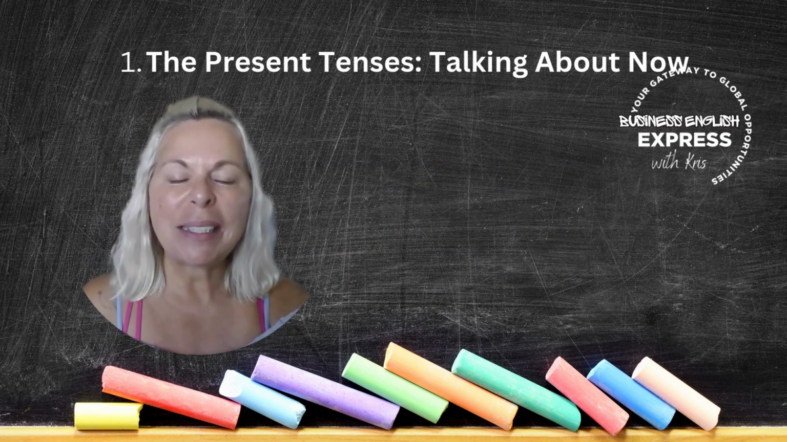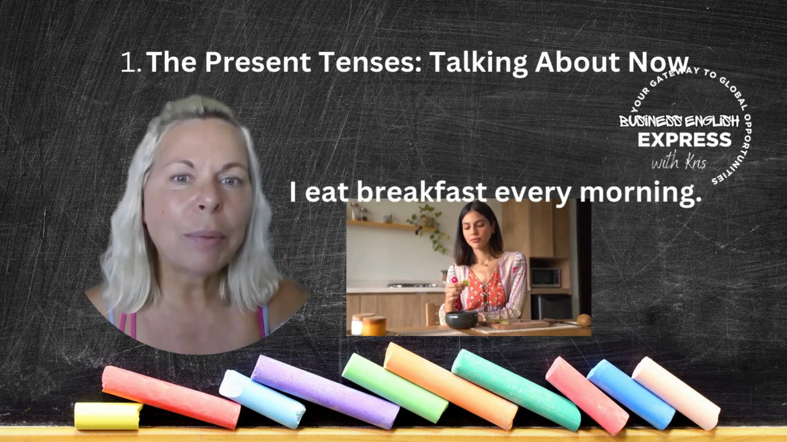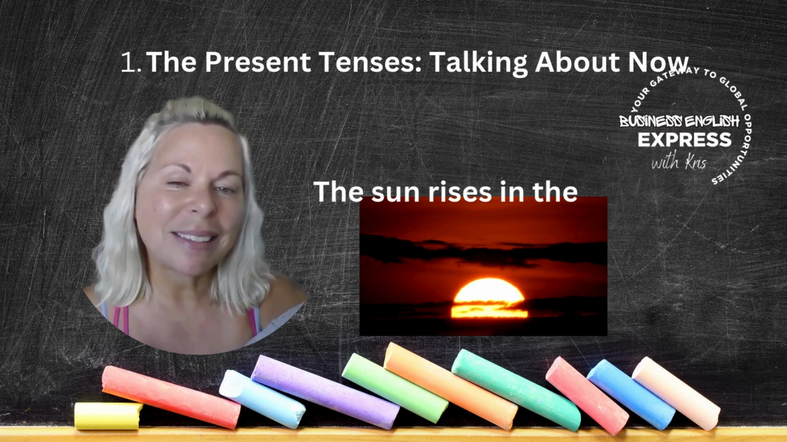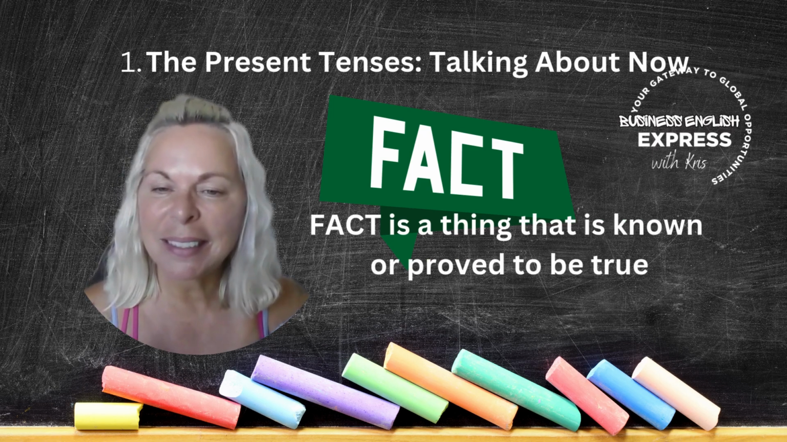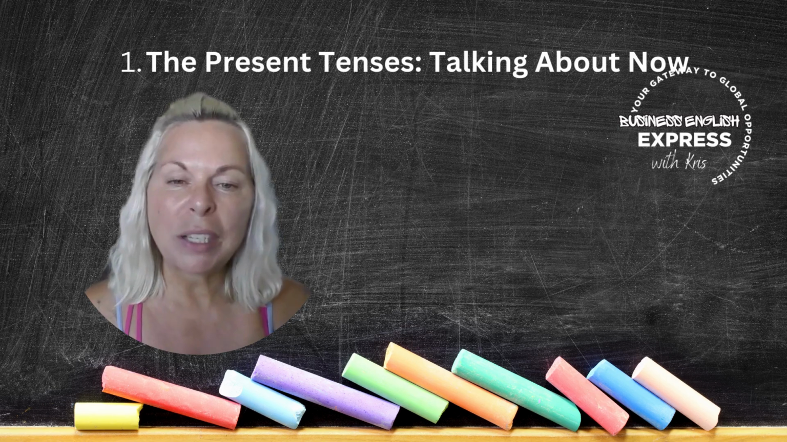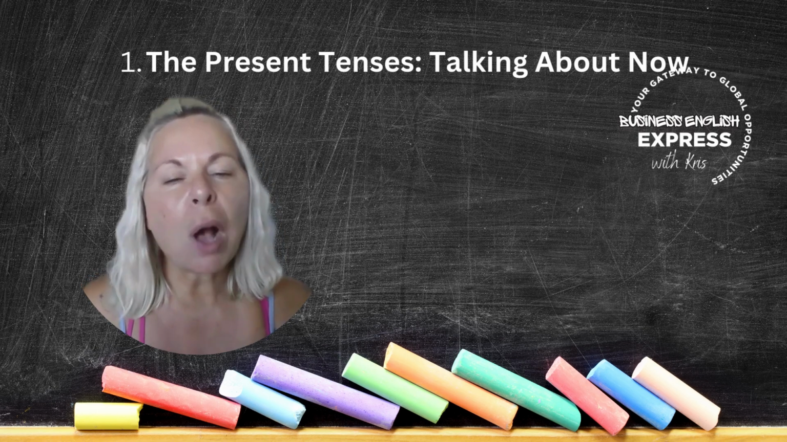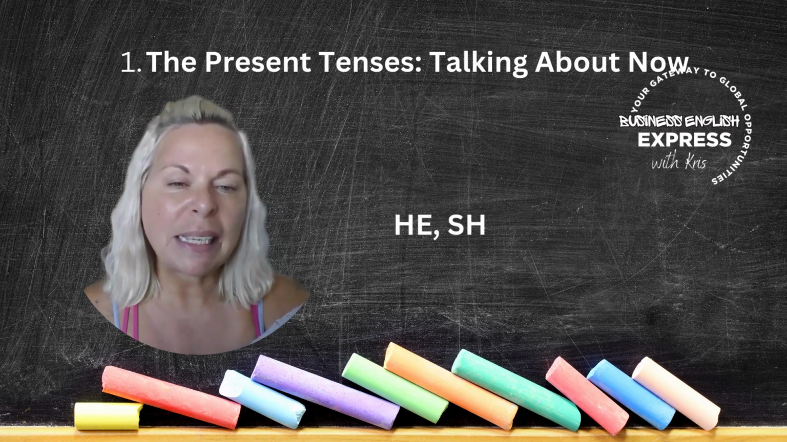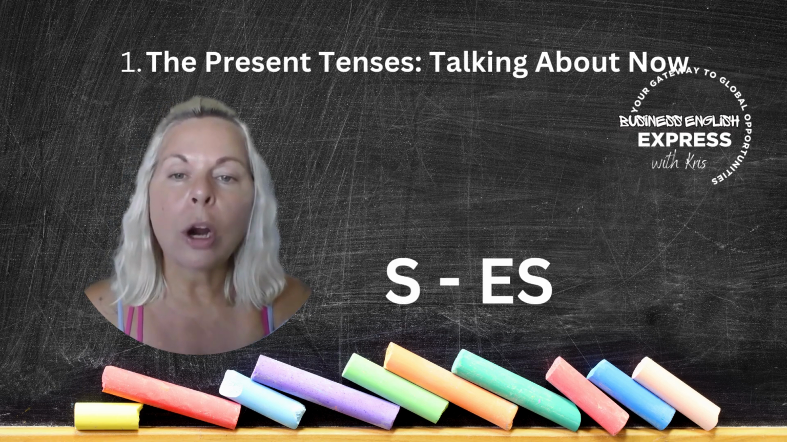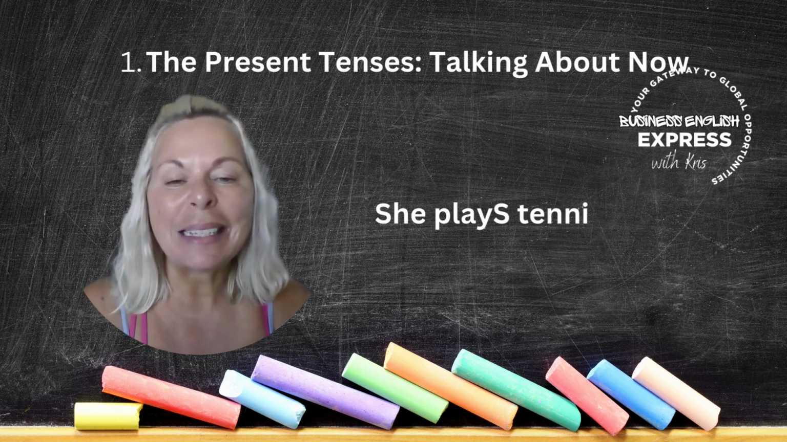Now, let's do some examples. I eat breakfast every morning. That would be a habit. The sun rises in the east. That would be a fact. It's easy to form also. All you have to do is use the base form of the verb for most subjects. But if you're talking about the pronouns he, she, or it, you would add an S or ES at the end, like she plays tennis.